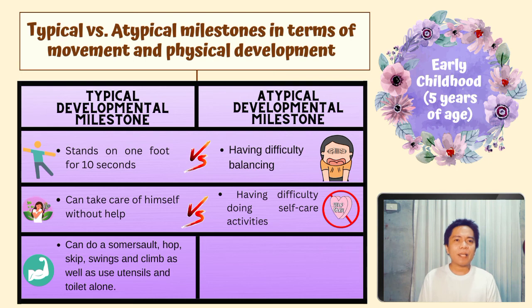Typical and atypical milestones in terms of movement and physical development. The child at this age should be prepared for sports, but if there are serious delays or red flags like balancing, gross motor skills, and the like, it's a different story. We shouldn't waste time to seek professional help. Doctors, the developmental pediatrician can really be a big help.